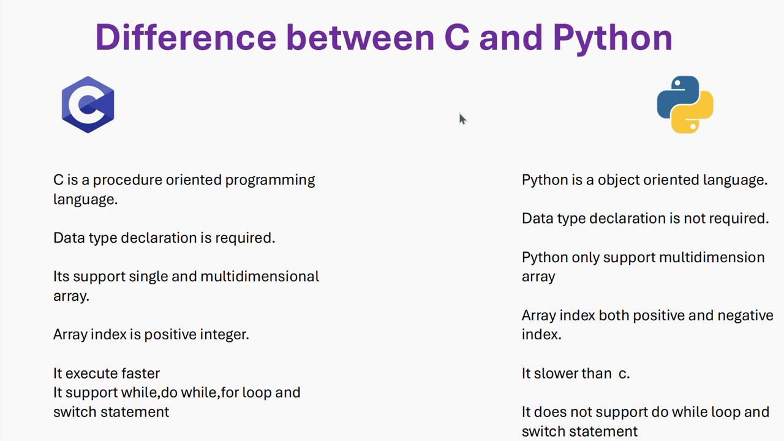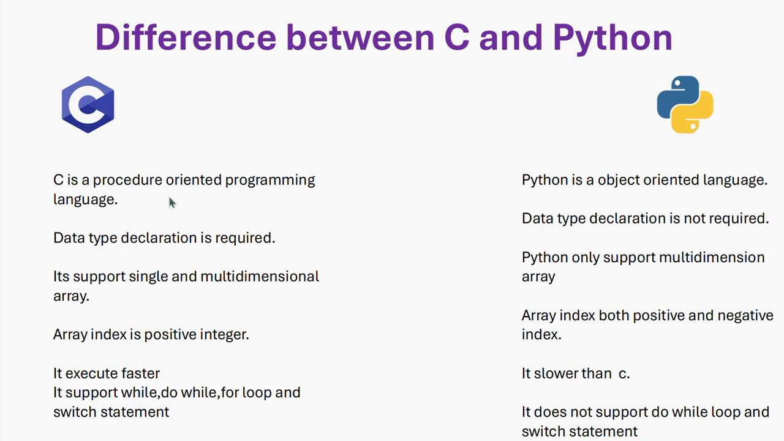Okay, let's get started with C and Python. What is the difference between C and Python? First of all, what is C? C is nothing but a programming language. But which type of programming language? It is a procedure-oriented programming language.